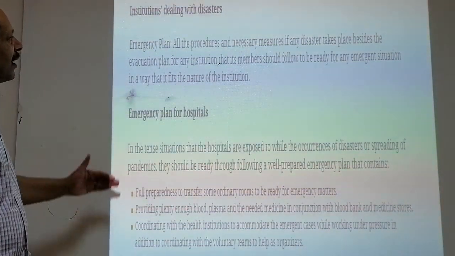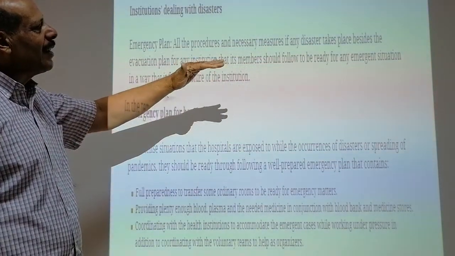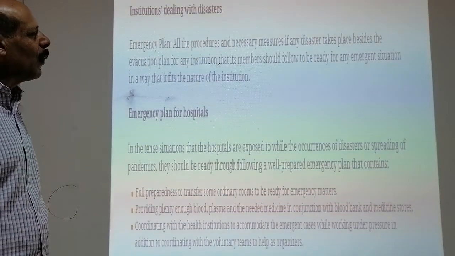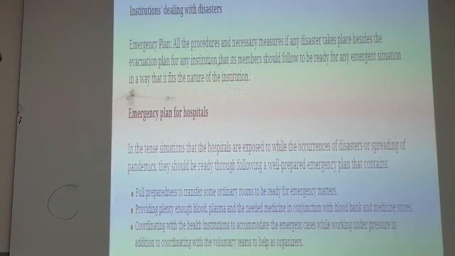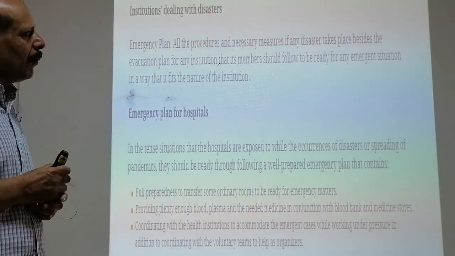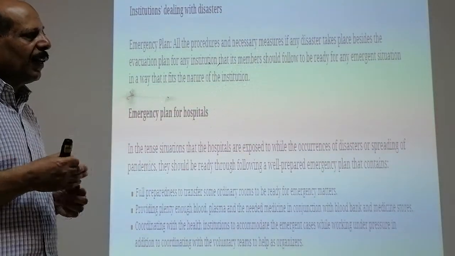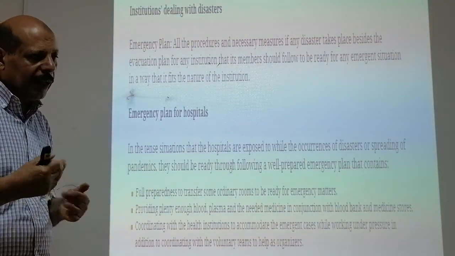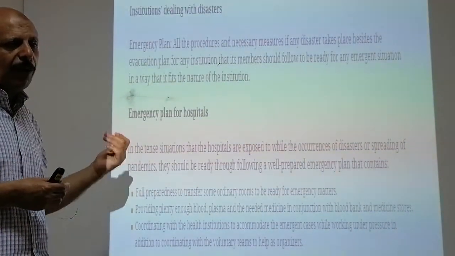Institutions dealing with disaster: emergency plan, all the procedures and necessary measures. If any disaster takes place, besides the evacuation plan for any institution, members should follow it to be ready for the emergency in a way that fits the nature of the disaster. Each institution has to have its own plan for evacuation and dealing with hazards, in case of fire, in case of floods. Evacuation exercises should be done every now and then to remind people how evacuation can happen if a disaster happens.